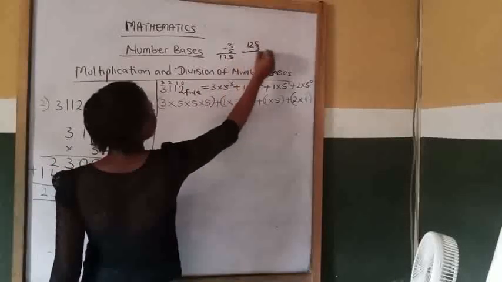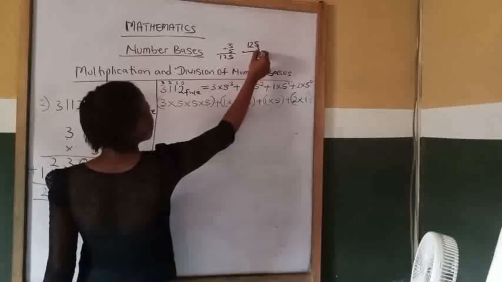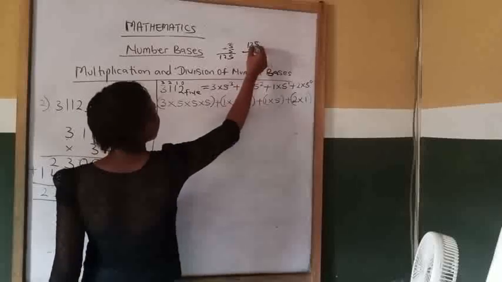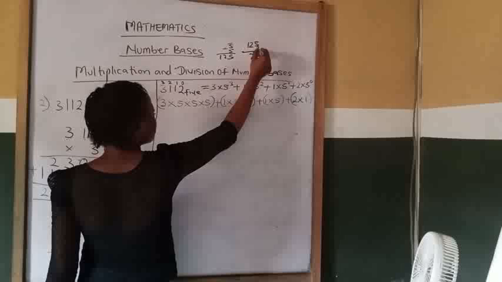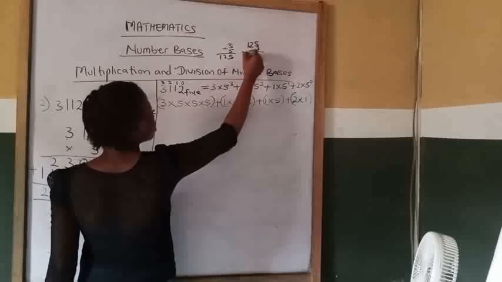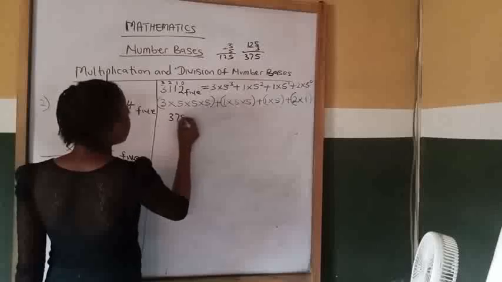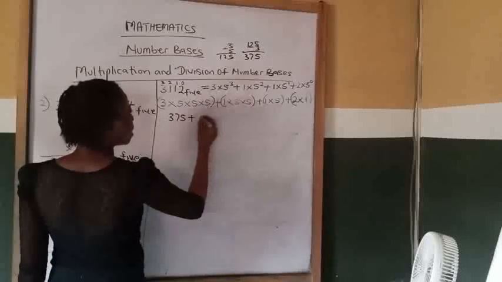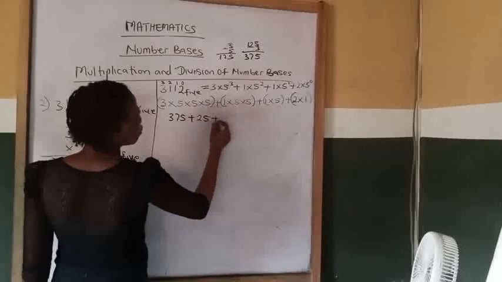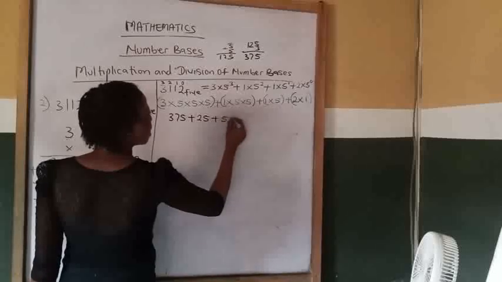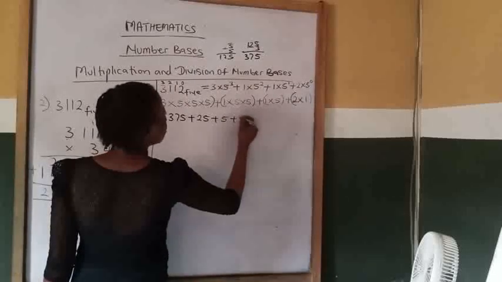125 times 3. 3 times 5 is 15, that's 5, carry 1. 3 times 1 is 3 plus 1, 7. Then 3 times 1 is 3. So that is 375. So this one will give us 375, plus 5 times 5 will give us 25, plus 1 times 5 will give us 5, plus 2 times 1 will give us 2.